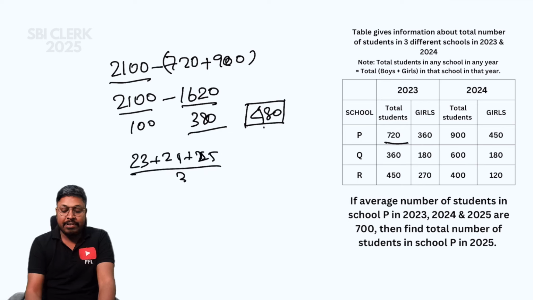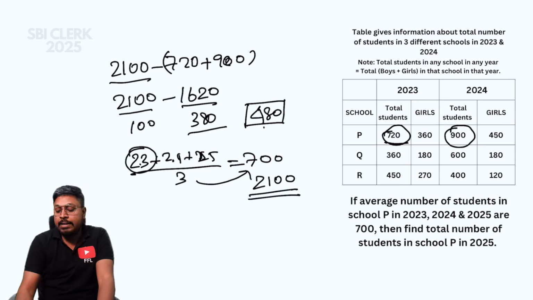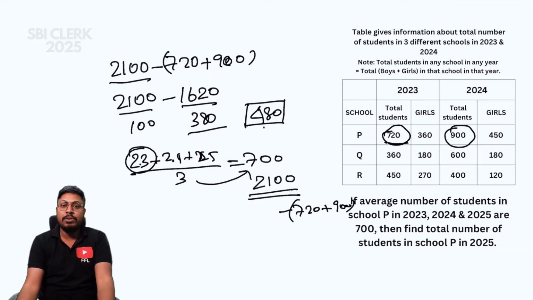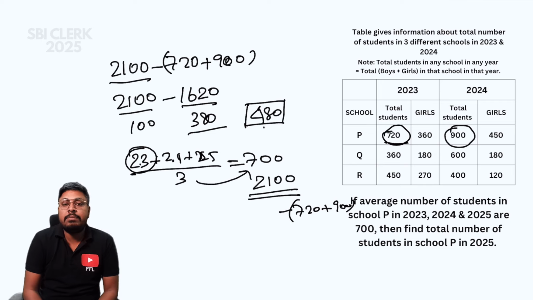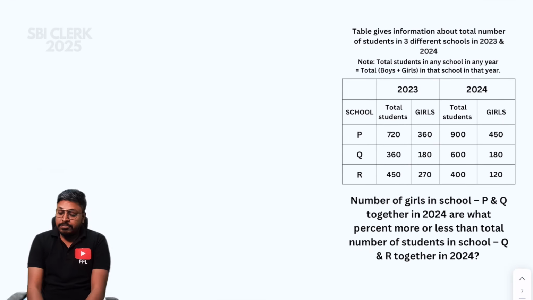So they have given an average is equals to 7,700. So 23, 24, 25 is equals to 2,100. And we know 23 total number of students is 720, 24 total number of students is 900. So out of total 2,100 minus of 720 plus 900. When you subtract these two values, you will get the average, right? So now that will be the total number of students from school P. Very easy.